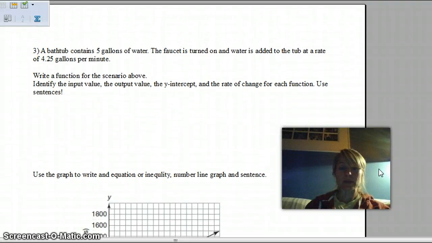Again, on this one, you're starting with 5 gallons, so that should be your y-intercept. We're adding to it, so it's a positive 4.5 gallons per minute. Write a function for the scenario above. So again, you want to write the equation. Identify the input, the output, the y-intercept, and the rate of change, and use sentences. So remember, your input is going to be your t, time. Your output is going to be your answer, your f of x. The y-intercept's where you start, 5 gallons. And the rate of change is 4.5 gallons per minute. Whenever you have that rate, you know that's the rate of change. You need to write it in sentences, okay?